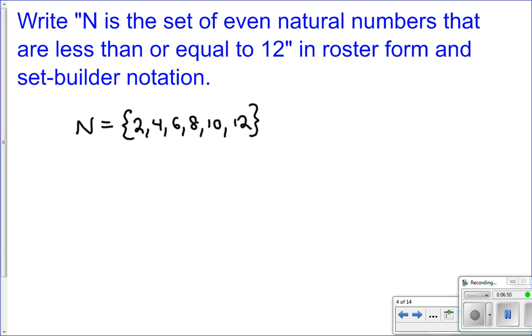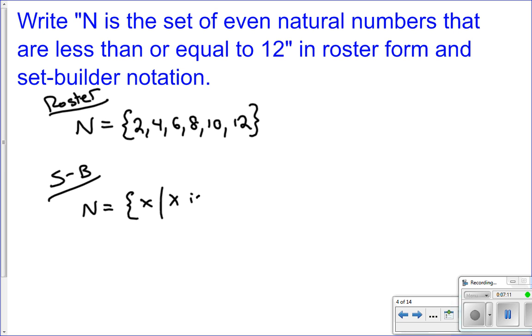Now in set builder form, N is the set of all real numbers x such that x is an even natural number and x is less than or equal to 12.